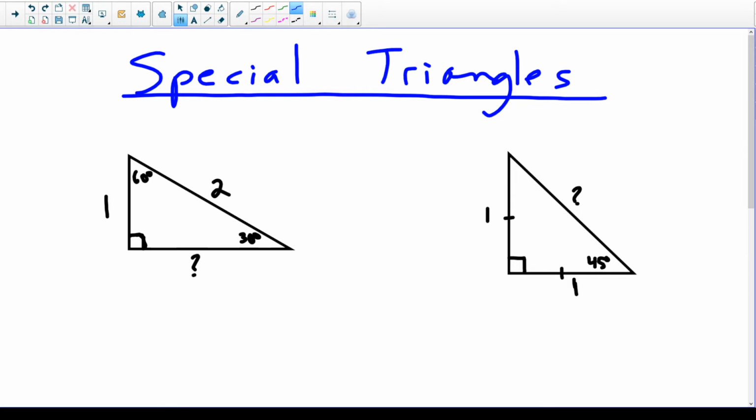I want to start by talking about these two special triangles, which I'm actually going to show you a trick for on the next slide. But there are angles that we use quite a bit in trigonometry, and those angles are the 30, 45, and 60 degree angles, along with 0 and 90 degrees. But with 0 and 90, I'll show you how to do that in a second.